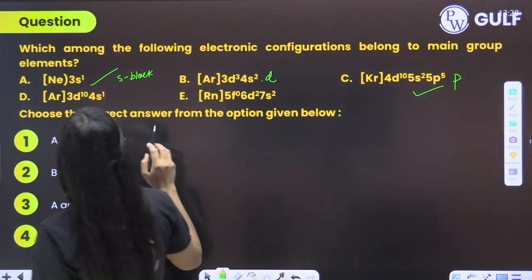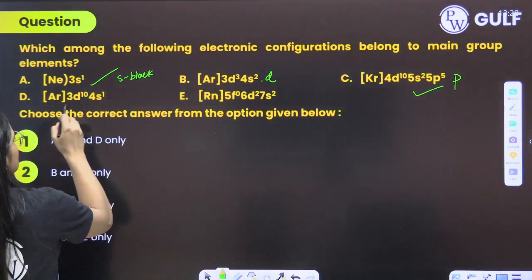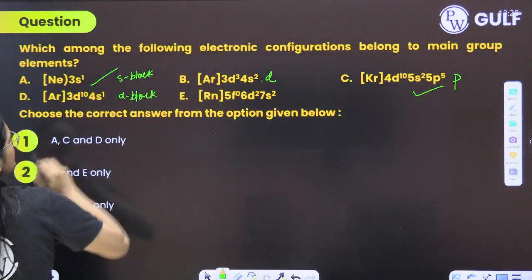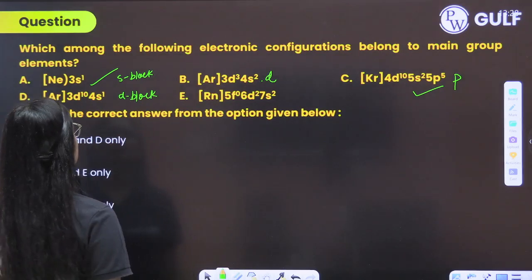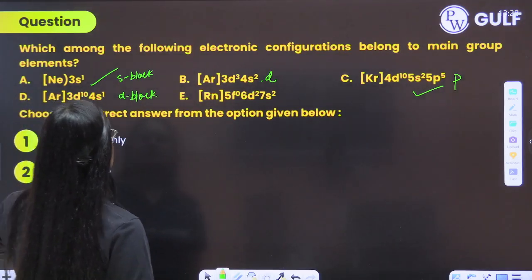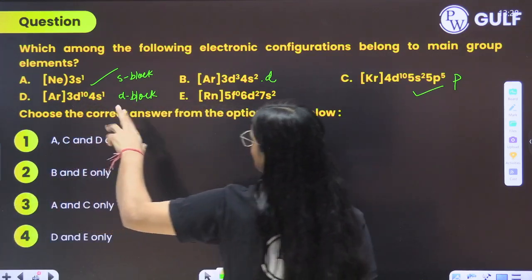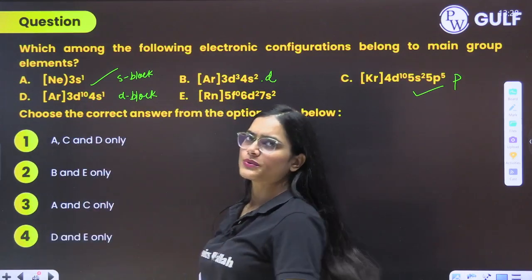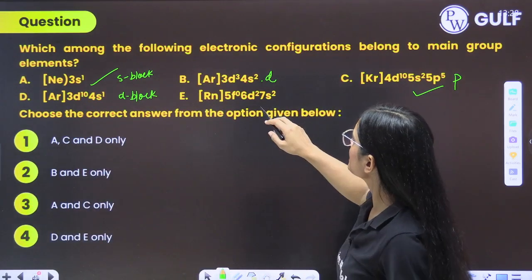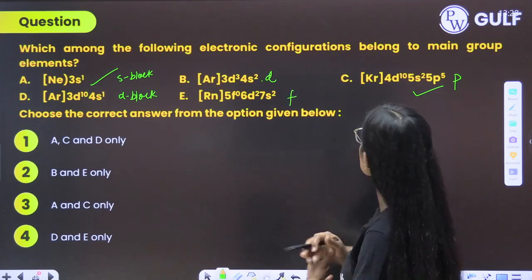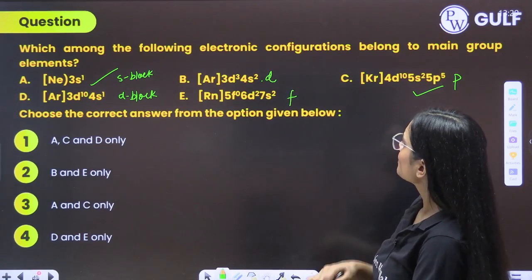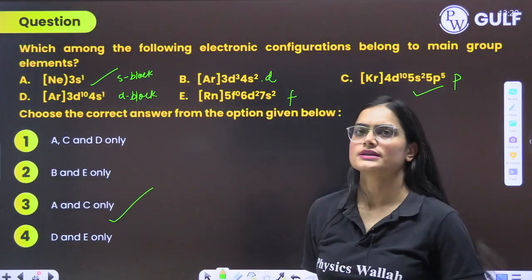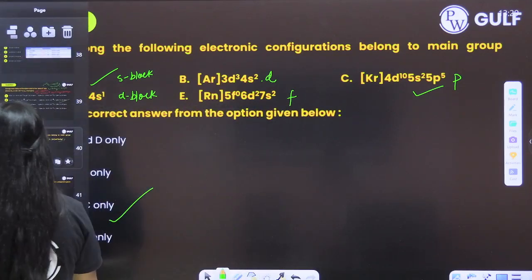And then here you have, this is an element from D block. 3D10. Last electron is entering into D. This is the configuration of, which element's configuration is it? Copper, which is 29. D block. Then it is an element from F block. So here option A and C, they are correct. Option third here is the right answer. Next one.